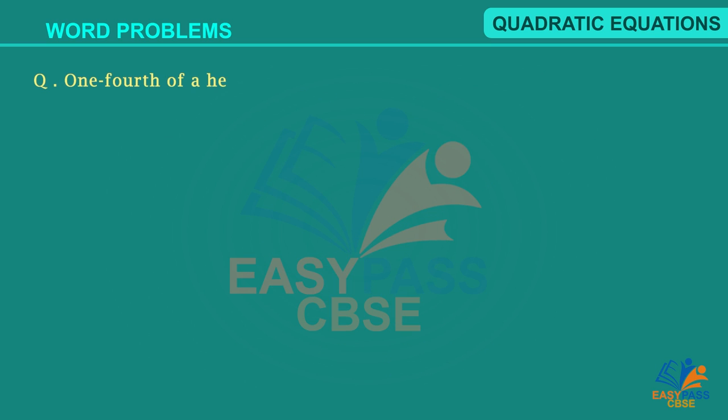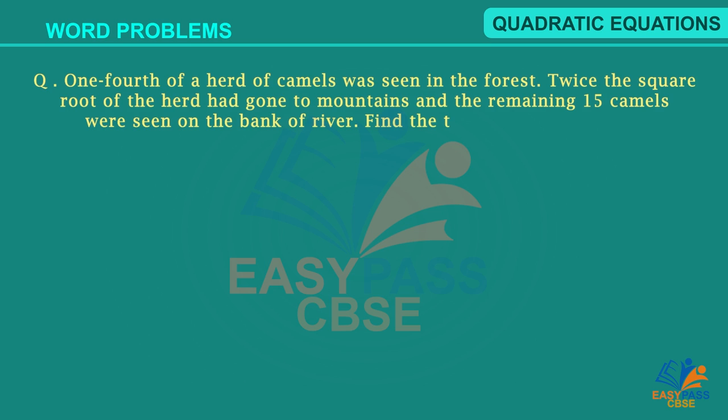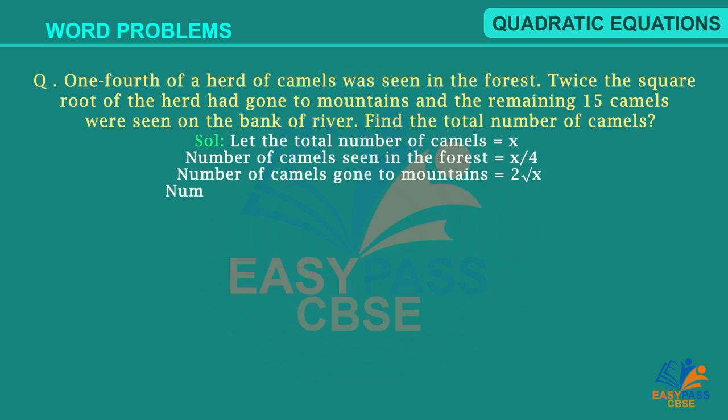One fourth of a herd of camels was seen in the forest. Twice the square root of the herd had gone to the mountains, and the remaining 15 camels were seen on the bank of the river. Find the total number of camels. First of all, let the total number of camels be x. The number of camels in the forest is equal to x by 4. The number of camels gone to the mountain is 2 times root x. The number of camels on the bank of the river is 15.